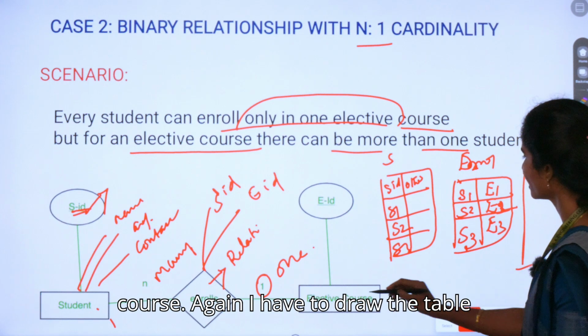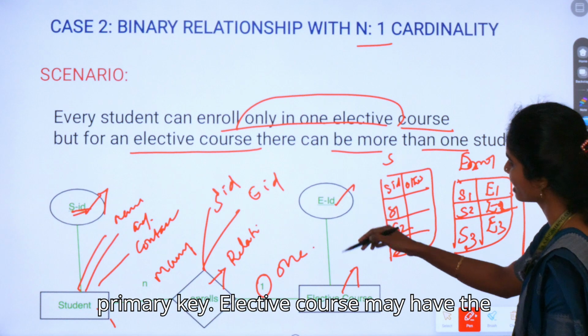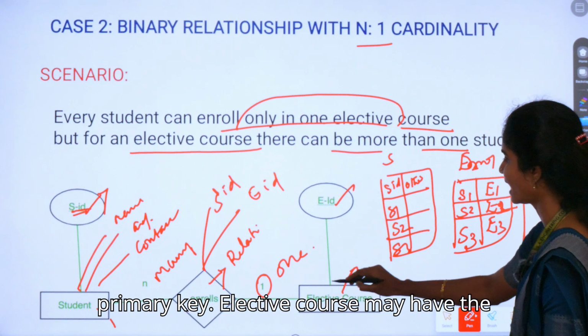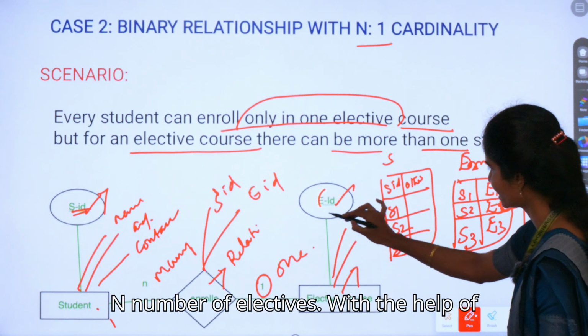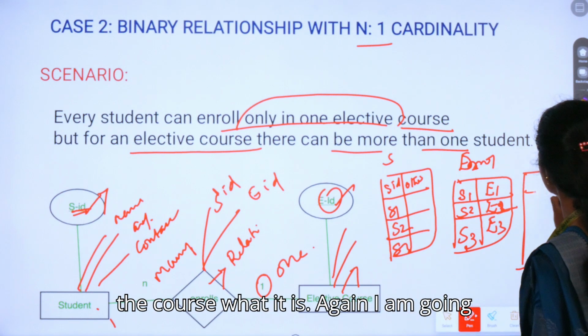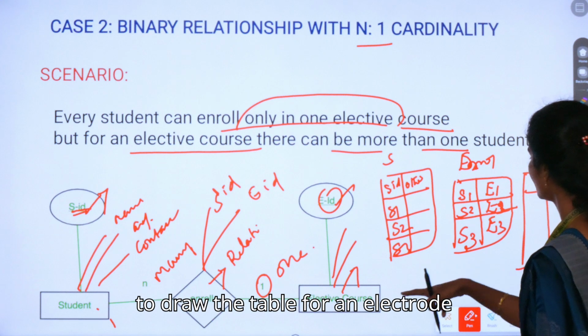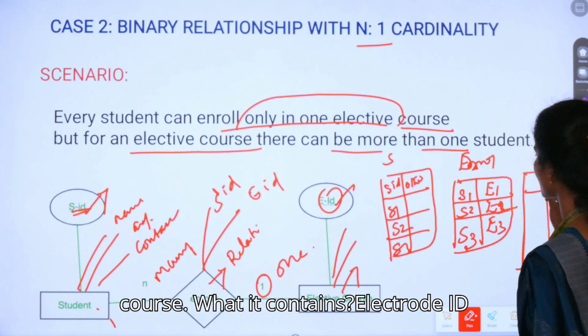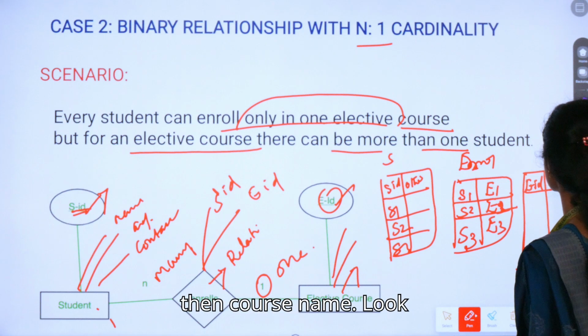And then the elective course. Again I have to draw the table for this elective course. This is a primary key. An elective course may have n number of electives. With the help of the elective ID we can find out what the course is. Again I am going to draw the table for an elective course. What does it contain? Elective ID, then course name.